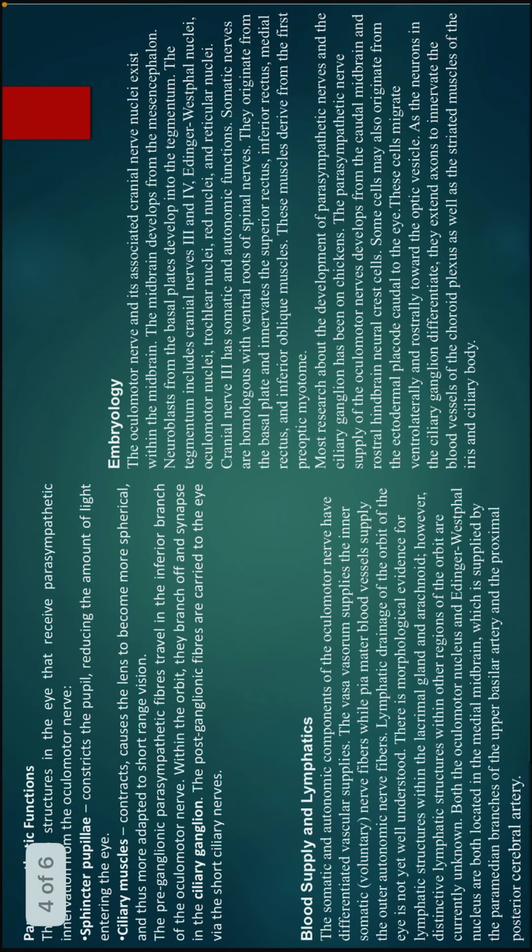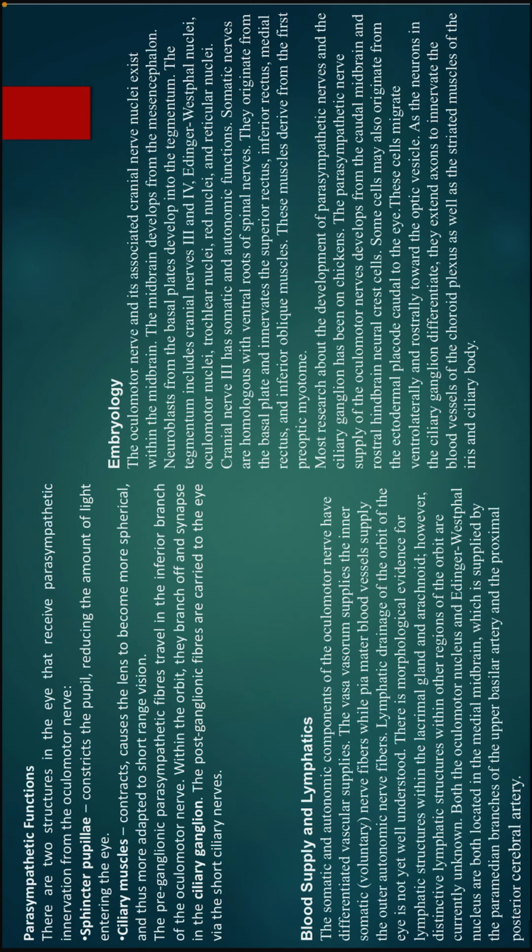Now we're going to look at the parasympathetic functions. There are two structures in the eye that receive parasympathetic innervation from the oculomotor nerve: the sphincter pupillae, which constricts the pupil, reducing the amount of light entering it, and the ciliary muscles, which contract, causing the lens to become more spherical.